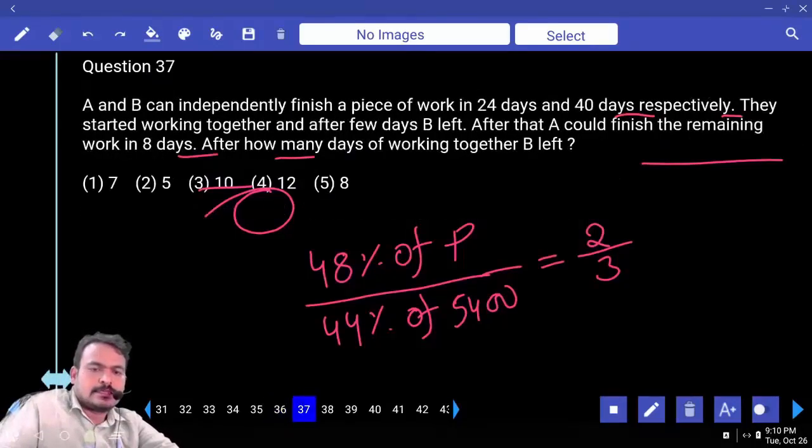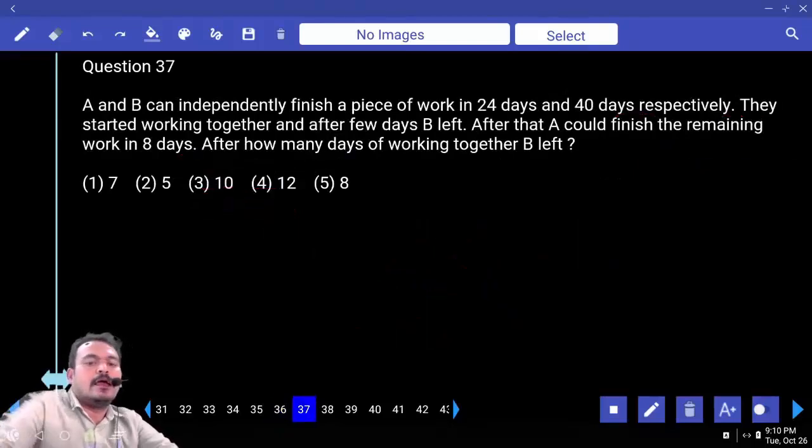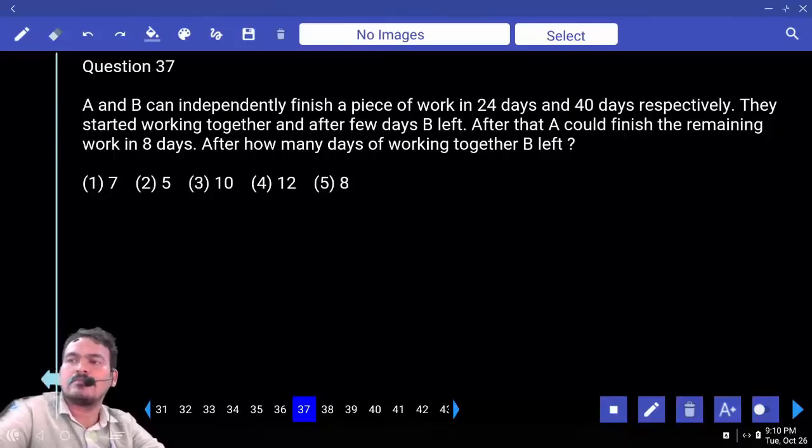Next, question 37. A and B can independently finish a piece of work in 24 days and 40 days respectively. They started working together and after a few days B left. After that, A could finish the remaining work in 8 days. After how many days of working together did B leave?